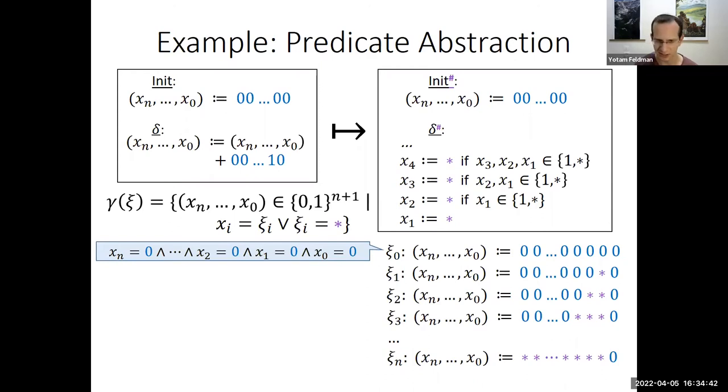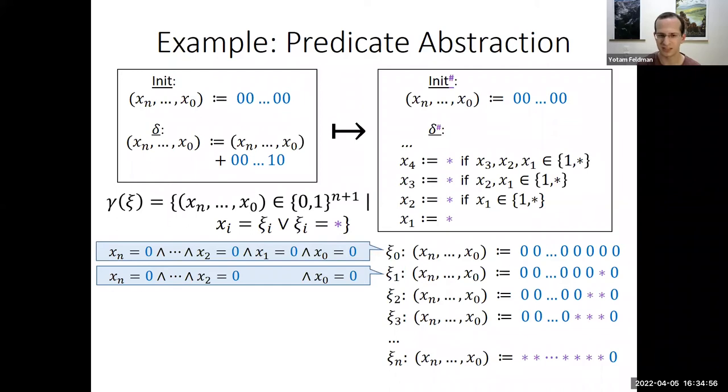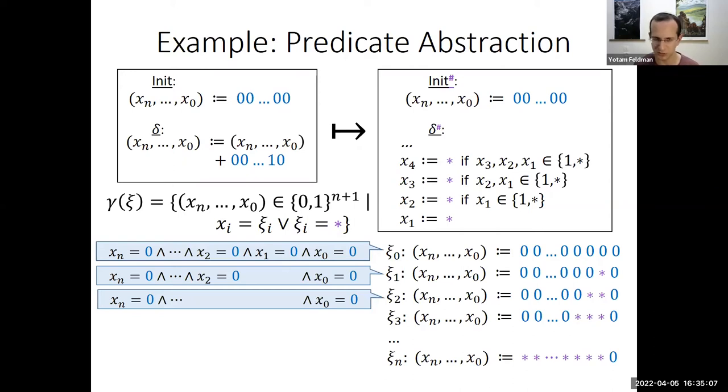So for example, the concretization of the initial states is the set of states that is represented by this conjunction. So all the variables are zero, but after one step, one conjunct is removed. So now all the states that satisfy this formula are in the concretization, and there is no constraint on x1. In the next iteration of the abstract program, the constraint about x2 is removed. And this continues until in the final value of the abstract program, what we get is that the least significant bit is zero, which is actually the inductive invariant.